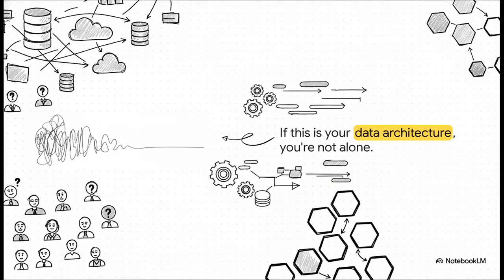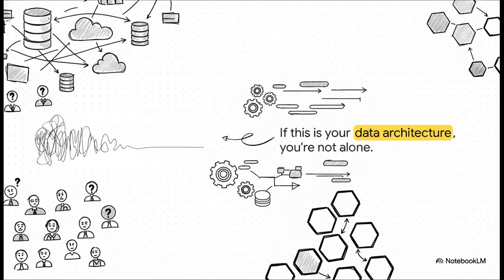So, take a look at this. Does this picture feel a little familiar? I mean, that tangled mess of wires on the left, that's the reality for so many companies, right? It's this knot of complexity you have to deal with every single day just to get any value out of your data. You've got different sources, different teams, different rules. It's a mess. But hey, if you're sitting there nodding your head, you're not alone.